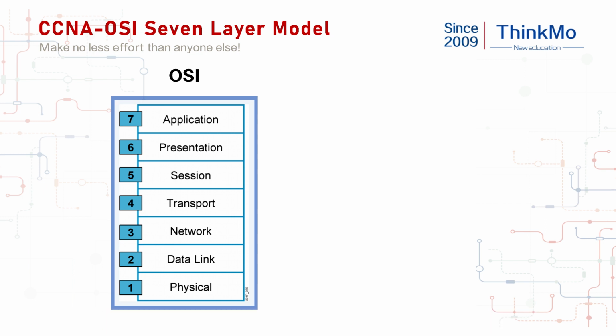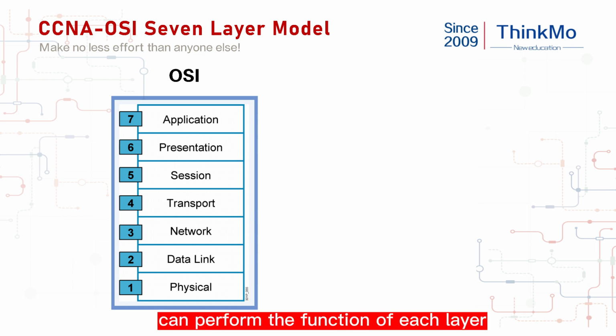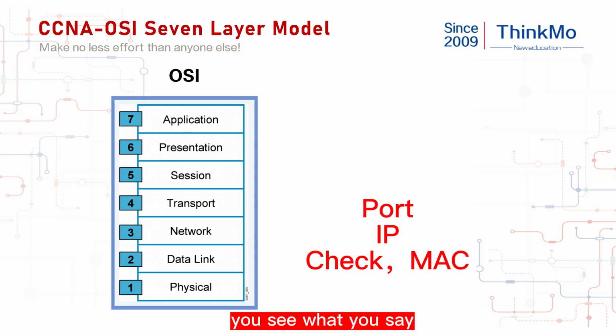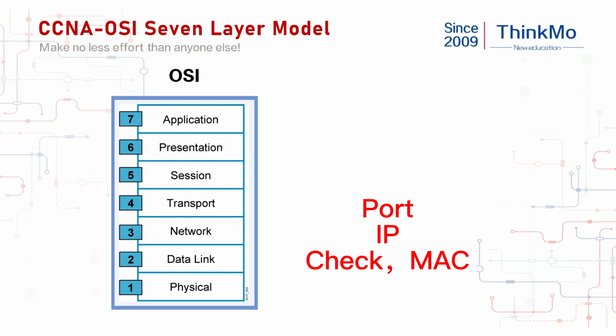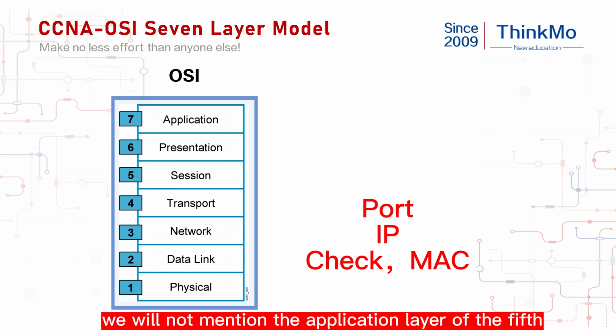That is to say, each of our layers can perform the function of that layer. So how to implement the function of each layer? You see what you say. Layer 2 can complete the check and has a MAC. Layer 3 has an IP. Layer 4 has a port. We will not mention the application layer of the 5th, 6th, and 7th layers for the time being.